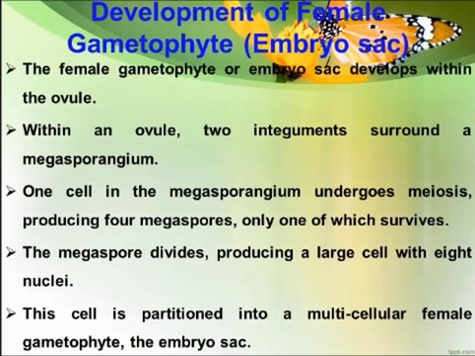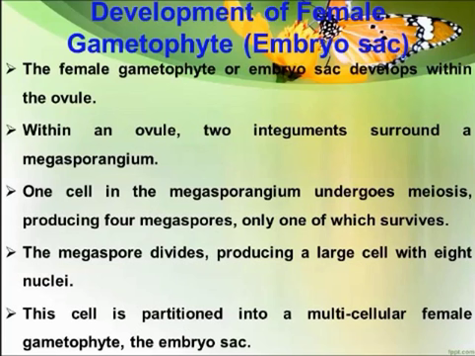Remember, the female gametophyte or the embryo sac develops within the ovule. The embryo sac contains the female gamete or the egg cell that fuses with the sperm cell in the process of fertilization. The megasporangium is the first stage of the female gametophyte development.